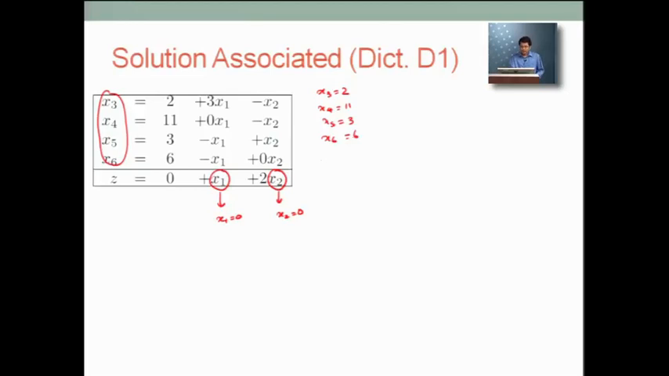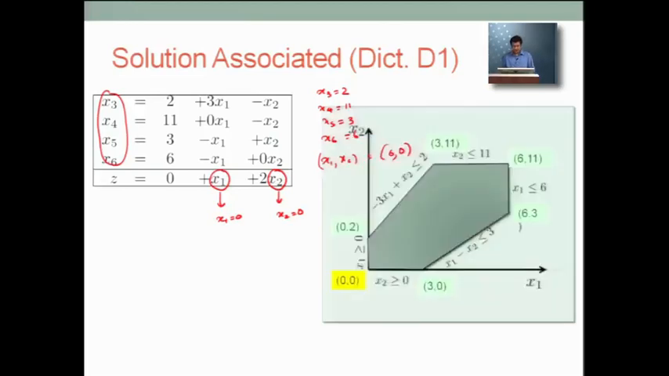So the x1, x2 part of the solution is (0, 0), which means that the current dictionary is looking at this vertex. The solution associated with this dictionary is this vertex of the polygon.